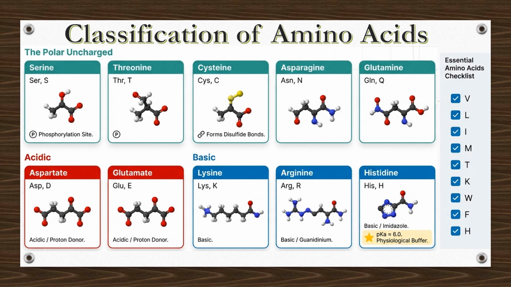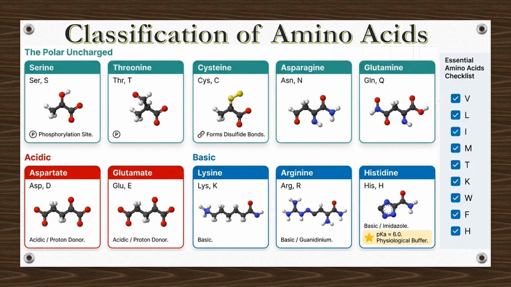Serine and threonine both carry hydroxy groups and are common sites of phosphorylation. Threonine is also notable for having two chiral centers. Cysteine contains a thiol group that can form covalent disulfide bonds, stabilizing protein structures. Asparagine and glutamine, derived from the acidic amino acids, carry imide groups that are polar but uncharged, with asparagine serving as a key site for glycosylation.